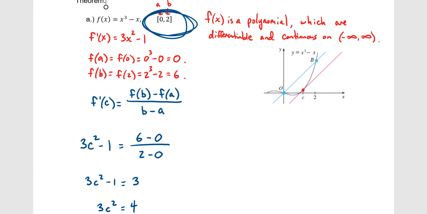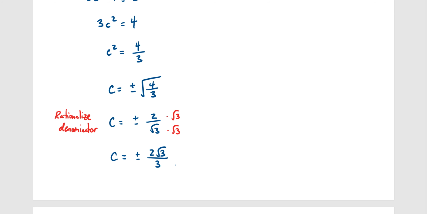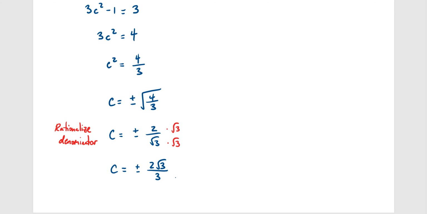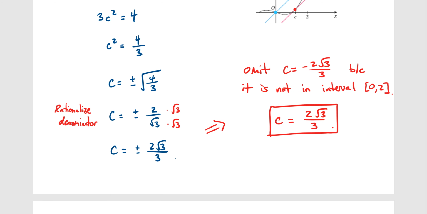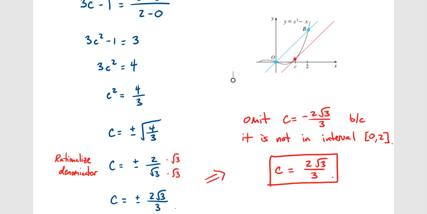So one of these answers is not correct. The answer that we have to omit is the negative one because of the interval that we're on. So we omit the negative one. So our C value is 2 radical 3 over 3. So remember that that means the slope of the tangent line at C equals 2 radical 3 over 3 equals the slope of the secant line between the endpoints.